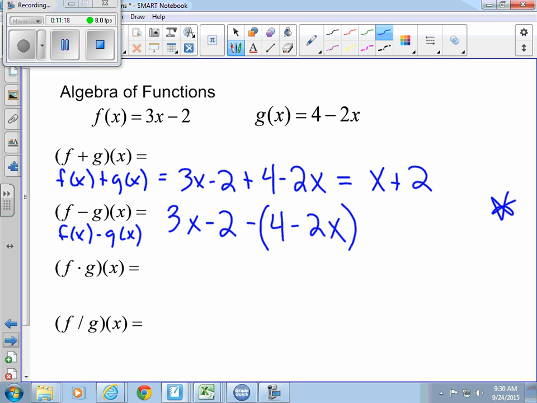So what does a parenthesis with a negative in front mean? What do you think with that? You distribute that negative so the 4 gets the negative and the 2 gets the negative, which makes the 2 positive. So you distribute that negative into that parenthesis. So now I get 5x minus 6. Any questions so far?